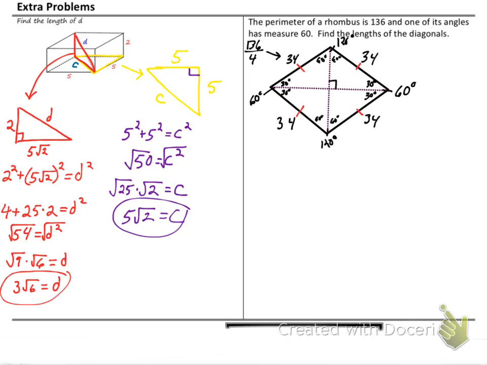Okay, so we have 30, 60, 90 degree triangles. Well, let's take one of those out. All I'm going to do is pull one of those out so we can just work on it all by itself. I want to extend that line a little bit. Okay, so I pulled that out, and we have a 30 degree, a 60 degree, and a 90 degree.